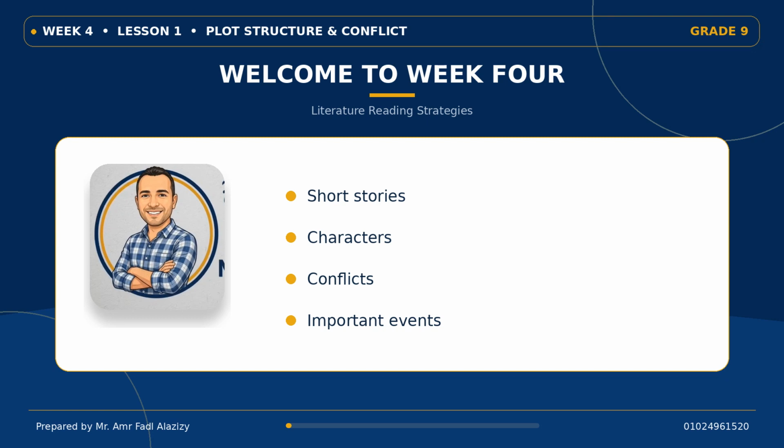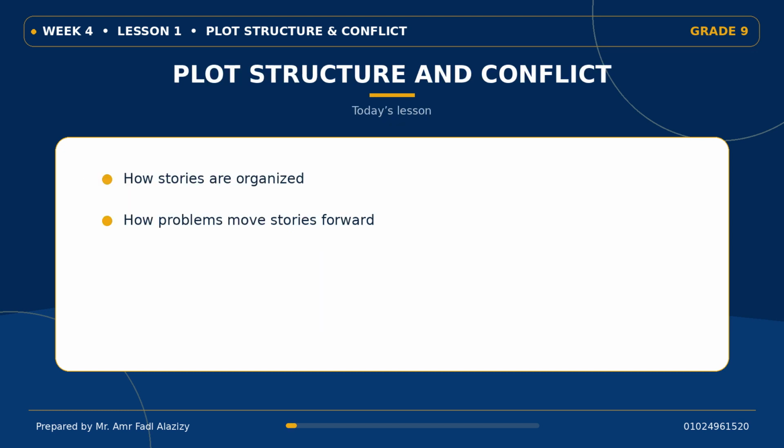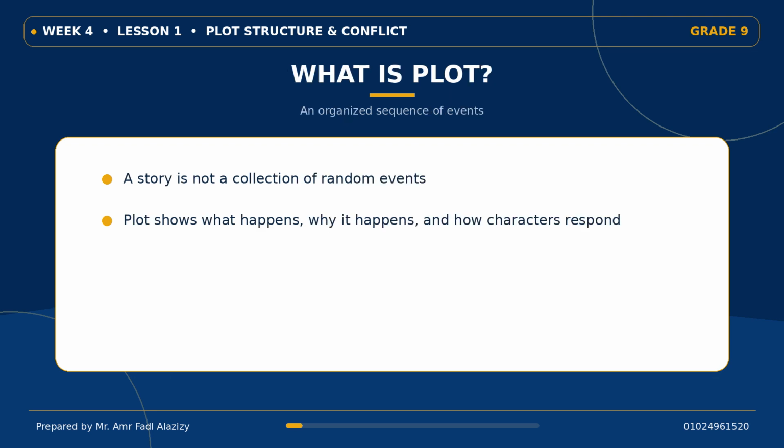Today we are starting week 4 for the American English preparation course for grade 9. This week we will focus on literature reading strategies. We will learn how to understand short stories, characters, conflicts, and important events. Our lesson today is called Plot Structure and Conflict.